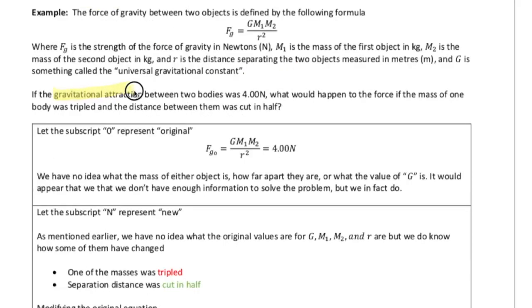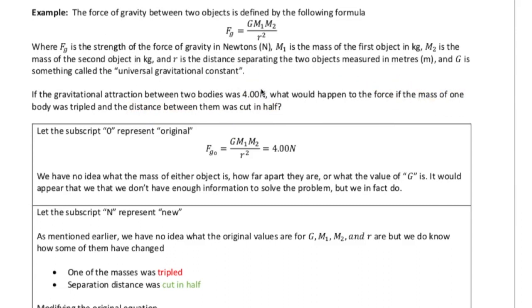If the gravitational attraction between two bodies was 4 newtons, so that is your Fg, what would happen to the force if the mass of one body was tripled and the distance between them was cut in half? So you're expected to find out what the new force is. It's going to be different than 4 newtons, but you are not given what the individual masses of both objects are, how far apart they are originally, and you're not given the value for G. This seems like a question that you can't solve. It seems like we don't have enough information.